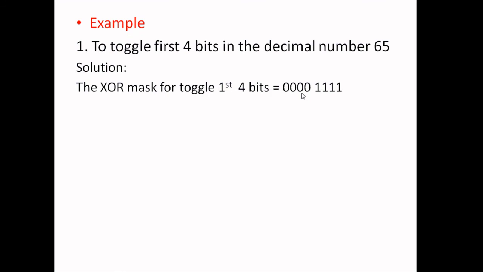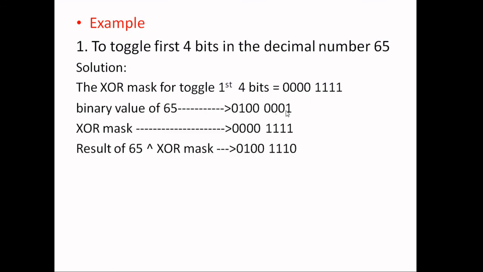This 1 is 0 here. Can you see? This 1 is 0. This 0 has become 1. This 0 has become 1. This 0 has become 1. But this remains unaltered. Why? Because you are toggling only the first 4 bits. If you can see here, you are toggling only the first 4 bits. So all other bits you are not toggling, so they remain as they are.